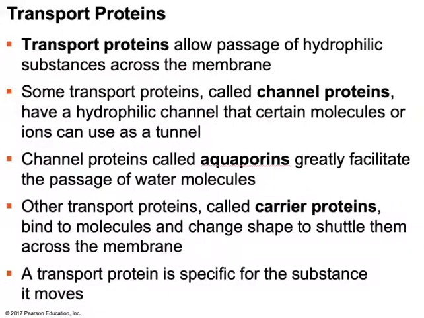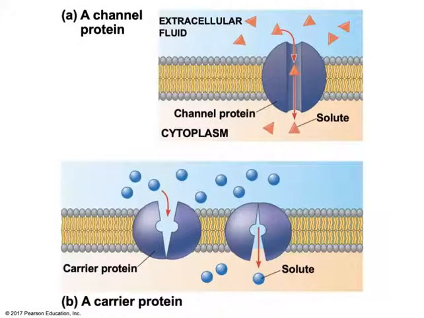Transport proteins. Transport proteins allow the passage of hydrophilic substances across that membrane. We have two major types of transport proteins, channel proteins and carrier proteins. Channel proteins have a hydrophilic channel that certain molecules or ions can use as a tunnel.